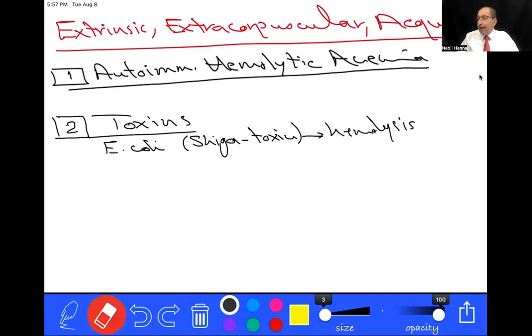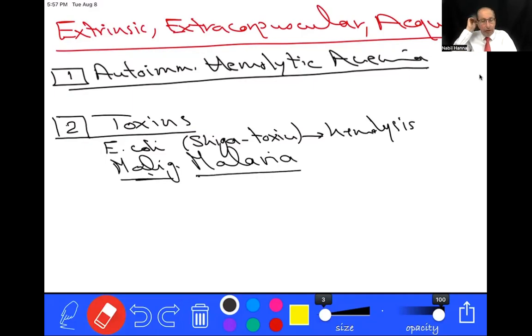And this is seen more in kids. When kids get infection with E. coli with that specific strain, they get hemolytic uremic syndrome. So they get hemolysis, and the red blood cell debris block the kidney tubules, and they develop renal failure as well. And also malignant malaria. That's a parasitic infection transmitted by mosquitoes in endemic areas of the world. And the organism produces toxins, and these toxins hemolyze the red blood cells.